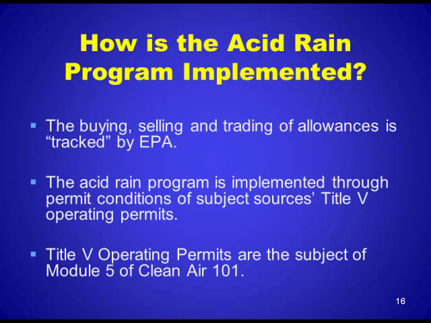So how do we implement the acid rain program? The buying, selling, and trading of allowances is tracked by EPA. The acid rain program is implemented through permit conditions of a subject source's Title V operating permit. Title V operating permits are the subject of Module 5 of Clean Air Act 101.